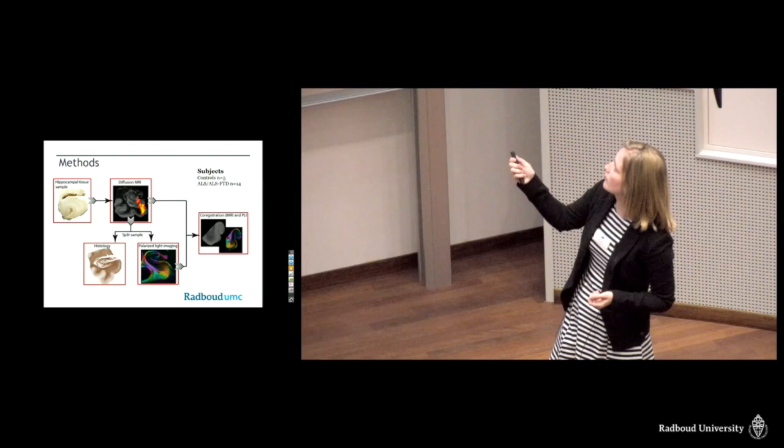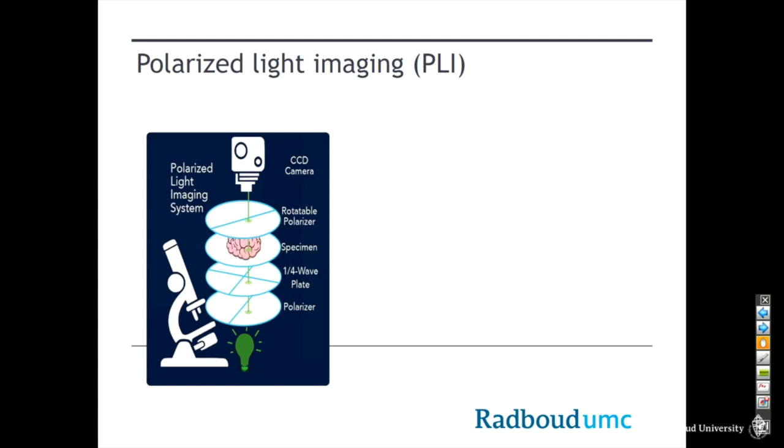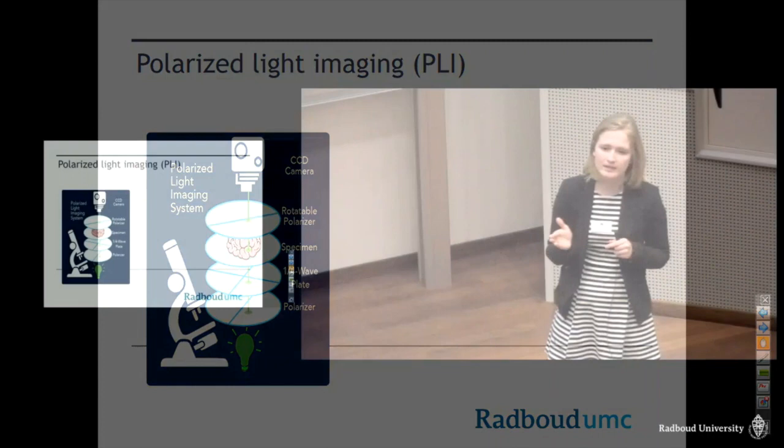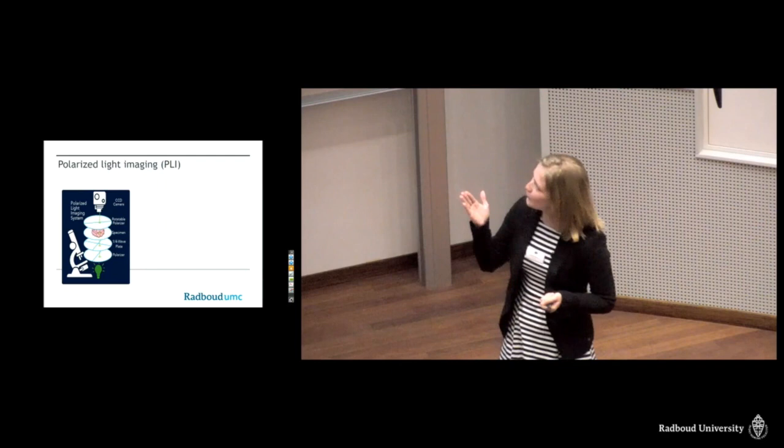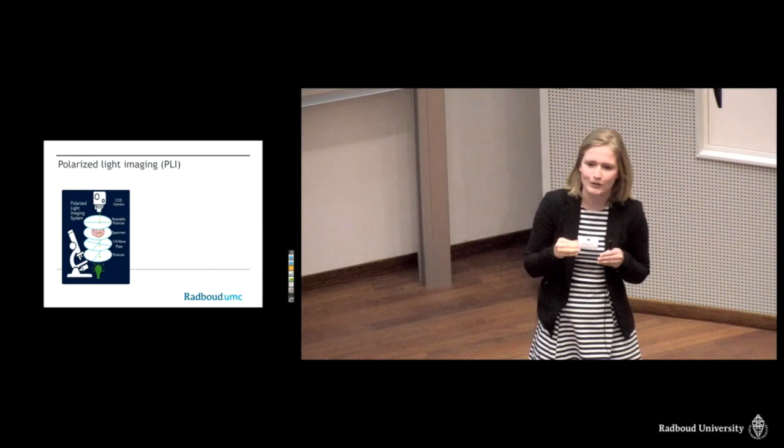Then, because polarized light imaging is such a new technique, I'll tell you something about how it works. It makes use of the property that myelin can break light when you shine light on it, and gray matter does not. So if you use light with one direction, also called polarized light, you can see how the light is shifted after it passes through your tissue.